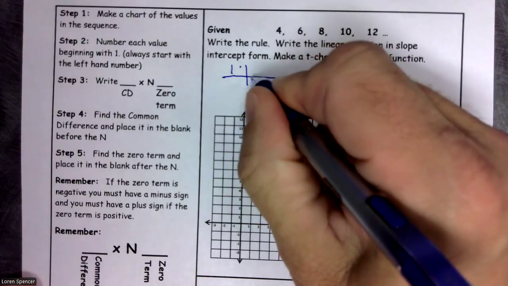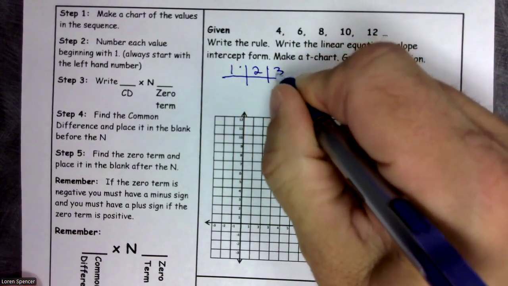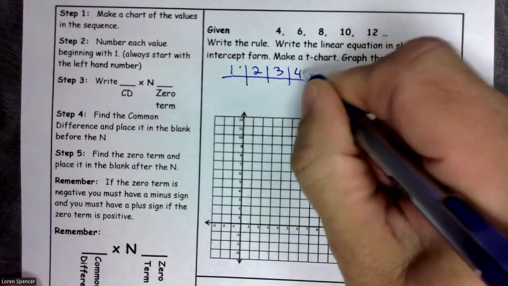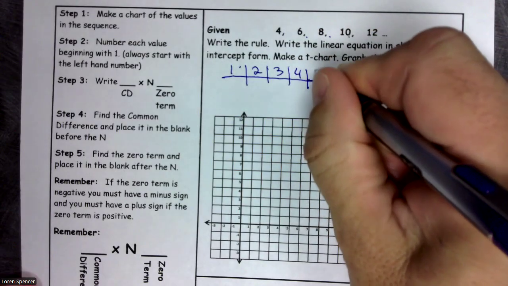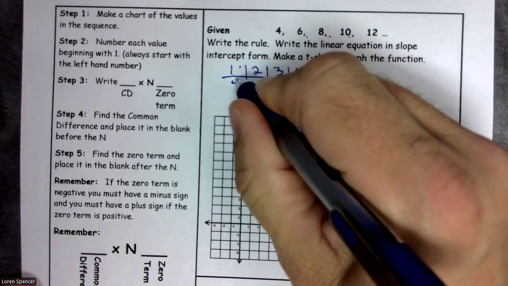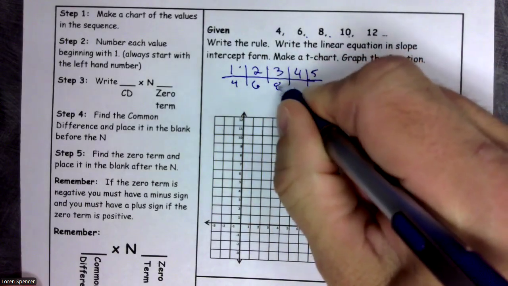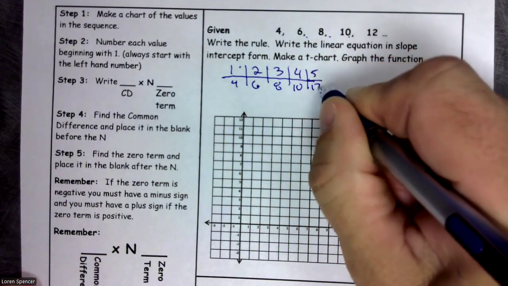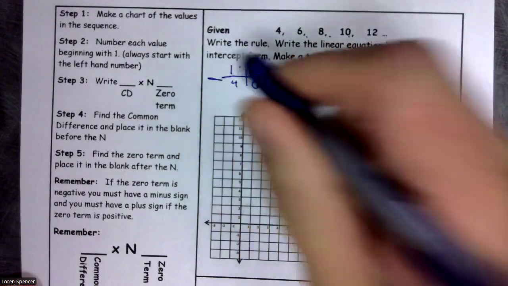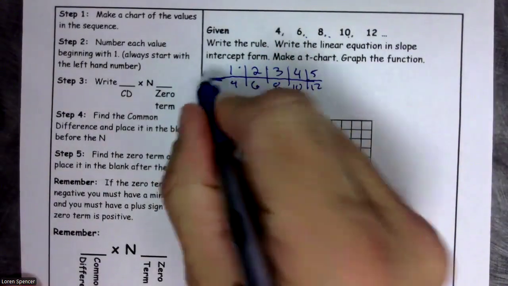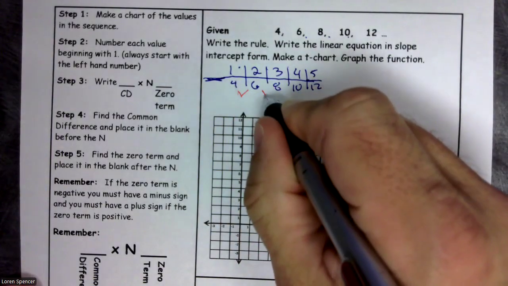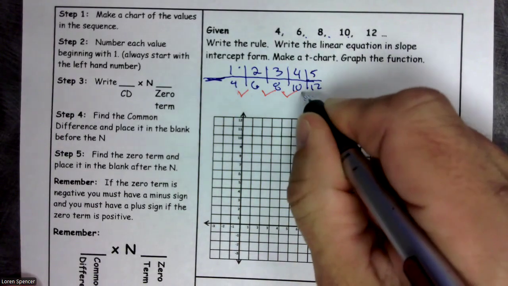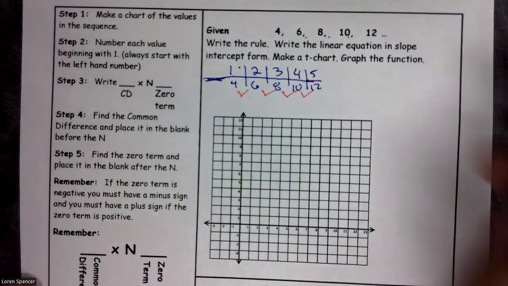So 1, 2, 3, 4. And in this case, we have 1, 2, 3, 4, 5 numbers. 4, 6, 8, 10, 12. And we're going to be a little bit tight on space here, I can see. I have to add a little bit for the zero term. And it turns out, and remember, it's blank and blank.